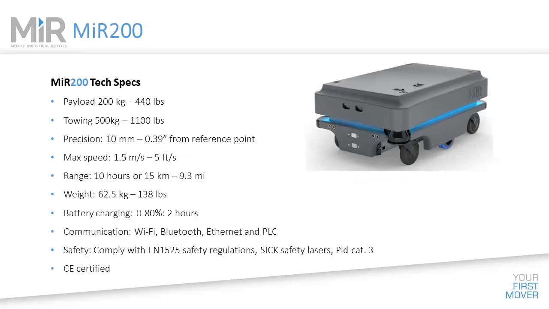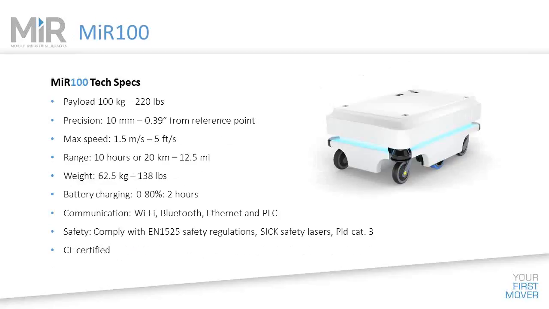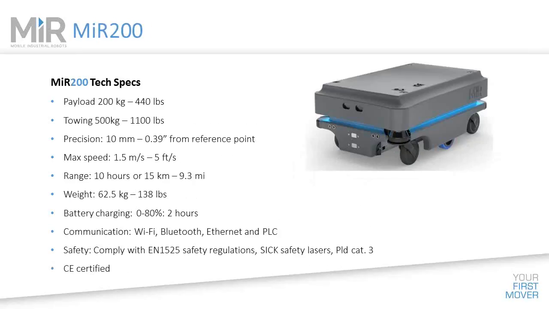And then if you double that payload, about all the other specs are very similar. You see the towing spec has been added to this MiR 200. It's a 500 kilogram tow that is using the hook I'll show you in a minute. The other unit, the MiR 100, has a tow capacity of 600 pounds.